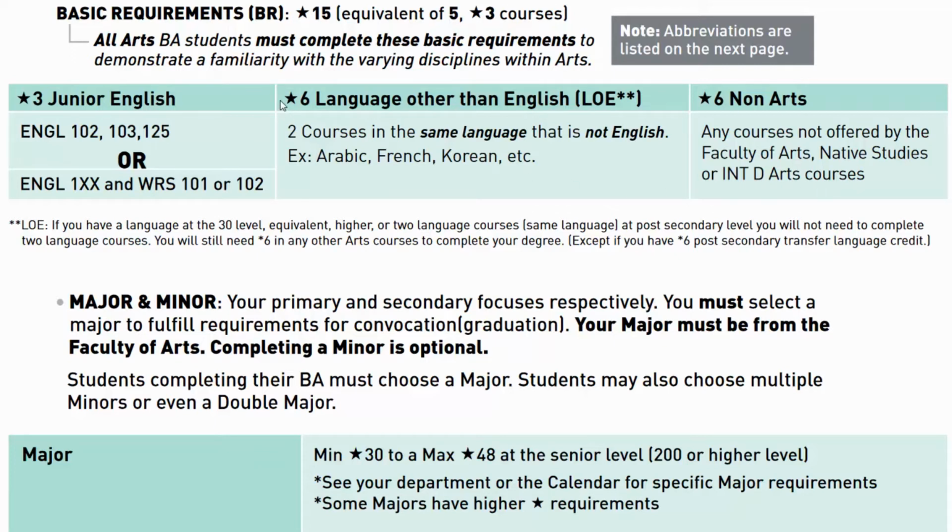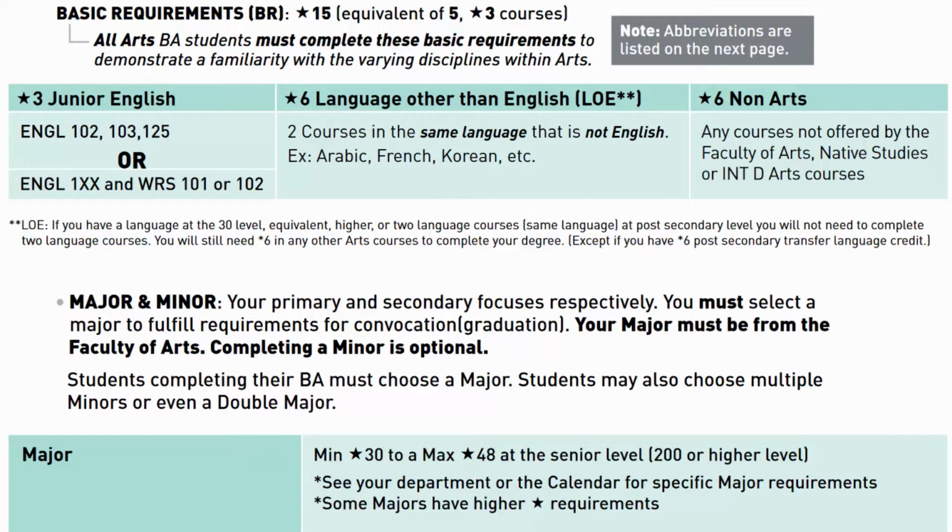The last requirement is a language other than English. This is 6 credits or 2 courses in another language. To complete this, the 2 courses must be in the same language. So if you take Spanish and American Sign Language, you will need to take another Spanish or American Sign Language to complete this requirement. There are some exceptions to this requirement though.